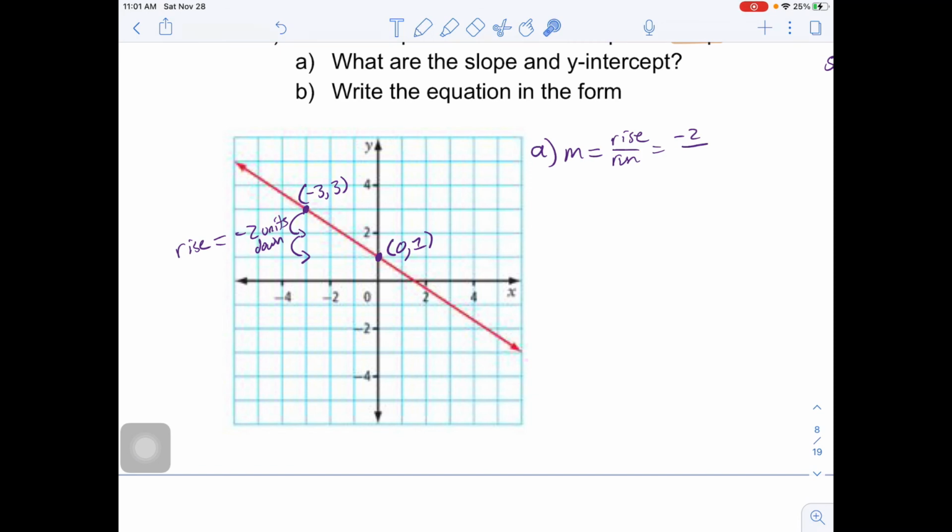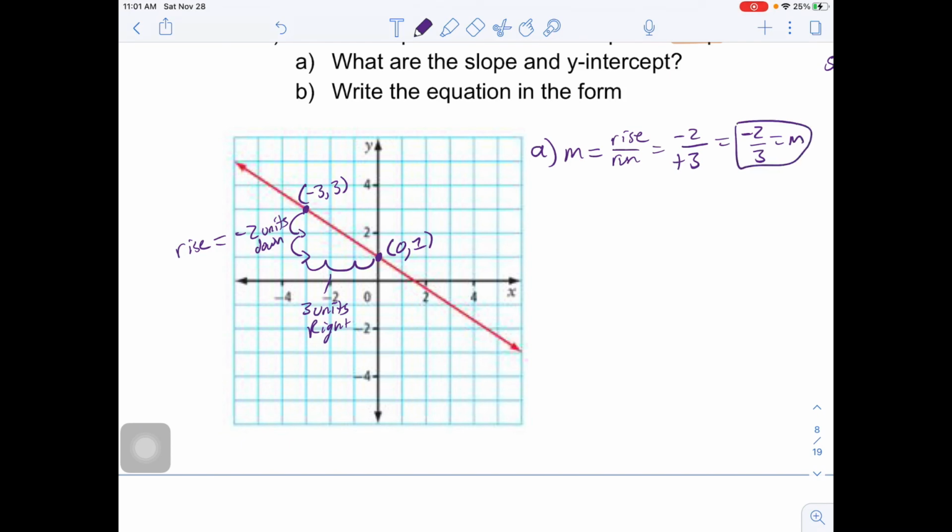Now, what's our run? Well, we're at -3 and we have to get to 0. So it'll be 1, 2, 3 units right. So this will be positive 3 units right. So our slope is negative 2 over 3.